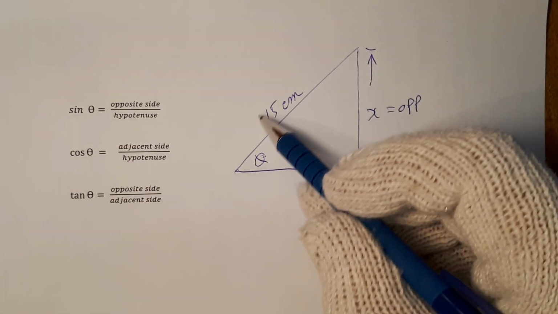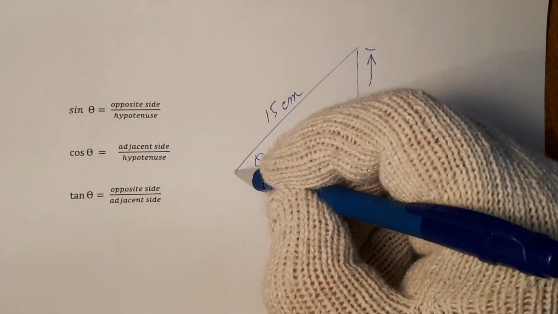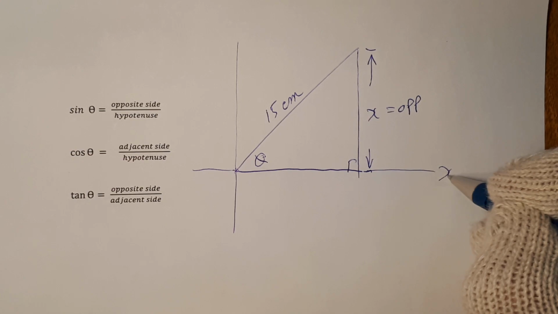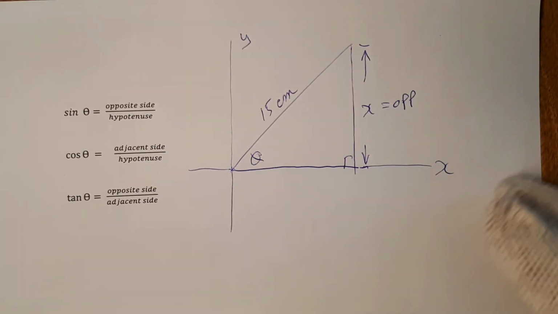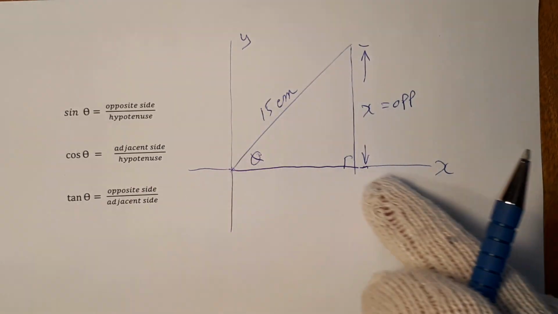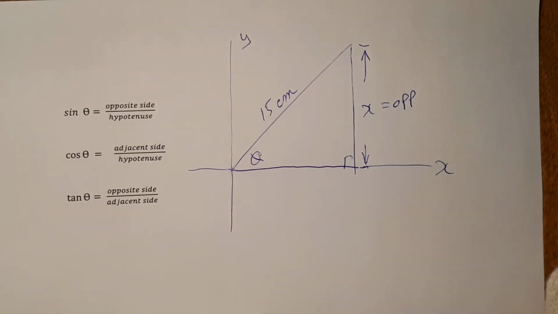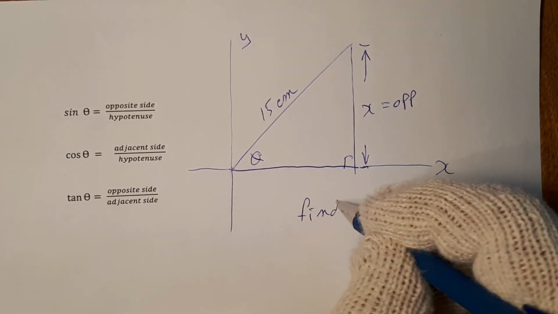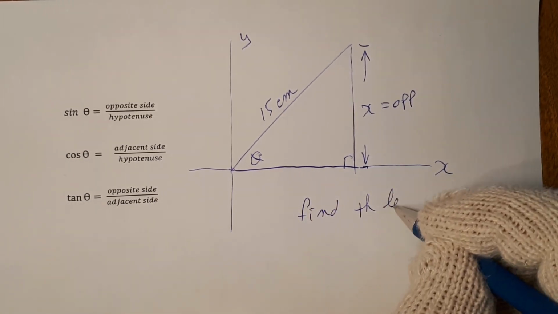I could also superimpose this triangle on a Cartesian plane, a standard XY coordinate system, such as this. You don't have to do this, but it's understood that this can be superimposed onto a simple Cartesian XY plane. To find x, find the length x.